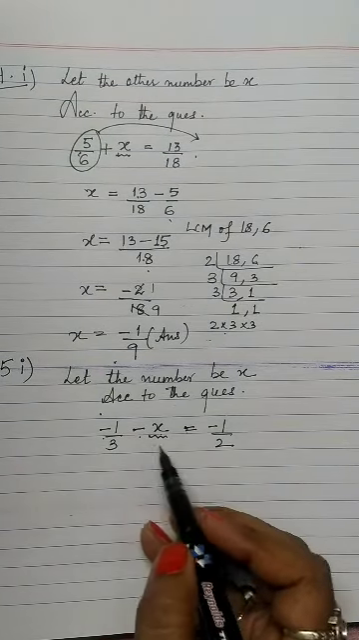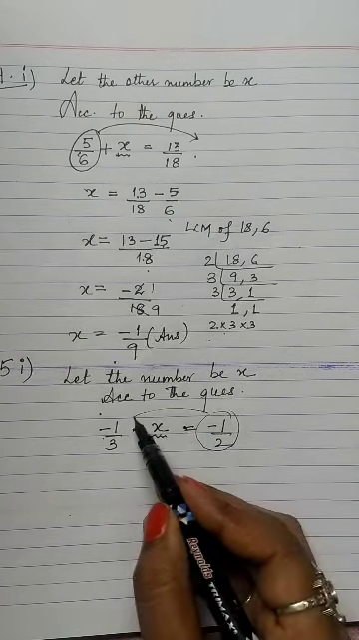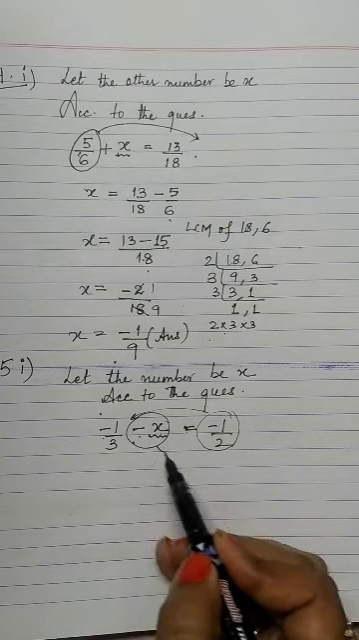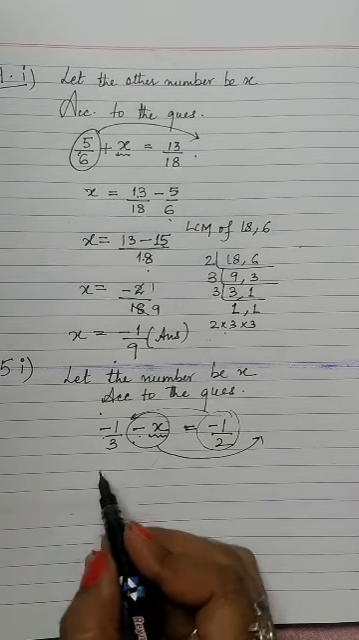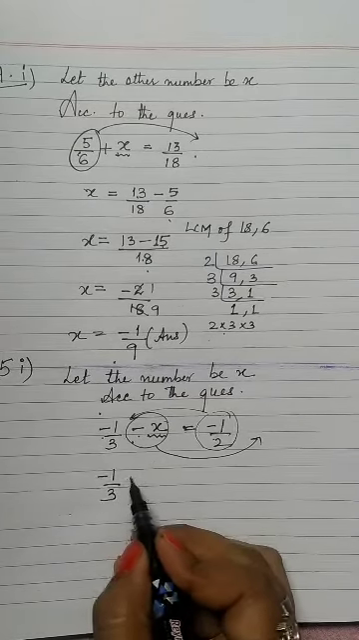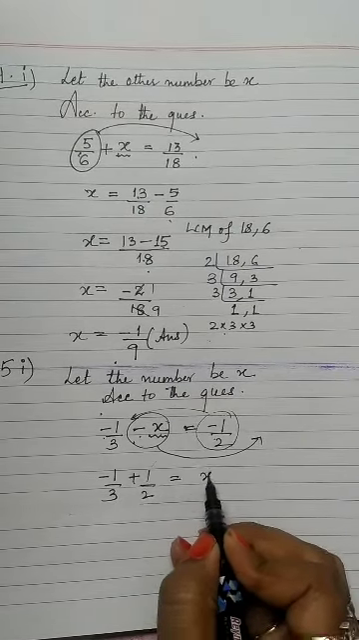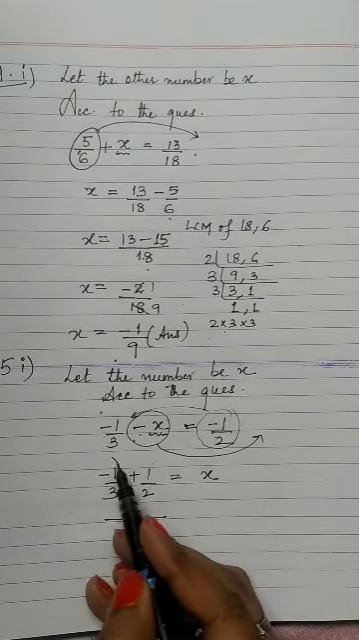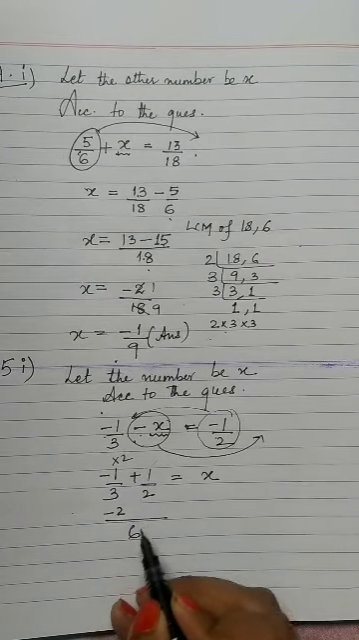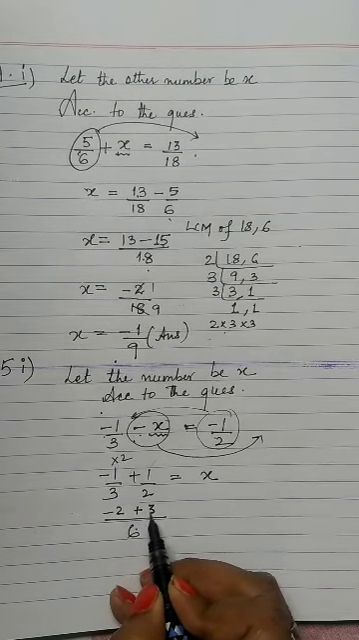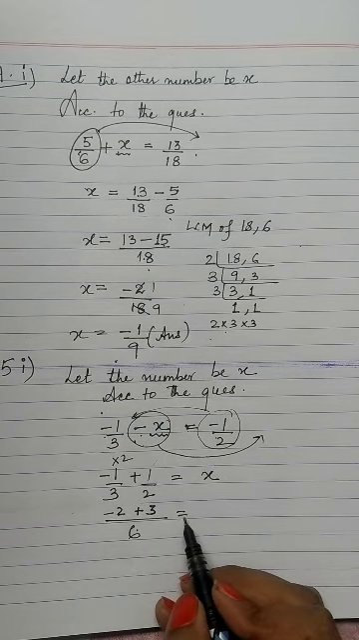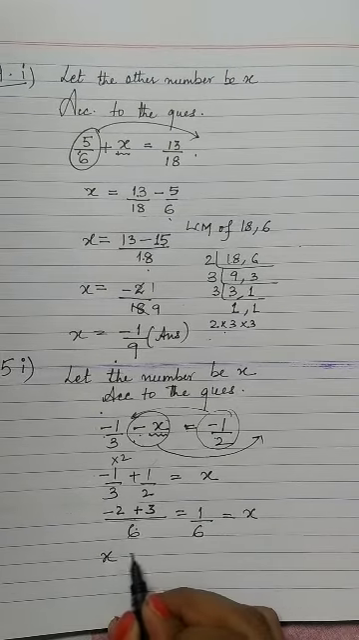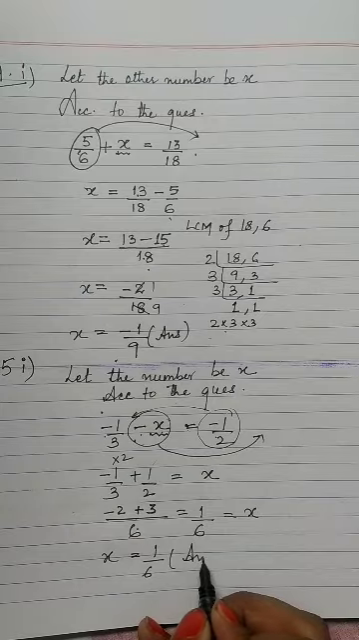Now you can see this minus 1 by 2, if I take it to the other side, I'm going to make it plus. The sign will change to plus, and minus x, when it goes to the other side, will become plus again. So minus 1 by 3, I'll take it to the other side, plus 1 by 2 will give me x. LCM of 2 and 3 is 6. 3 2s are 6, and 2 into minus 1 will give you minus 2. 2 3s are 6, plus 3 into 1 will give you 3. So 3 minus 2 is 1. 1 upon 6 is equal to x. So we got the value of x as 1 upon 6.